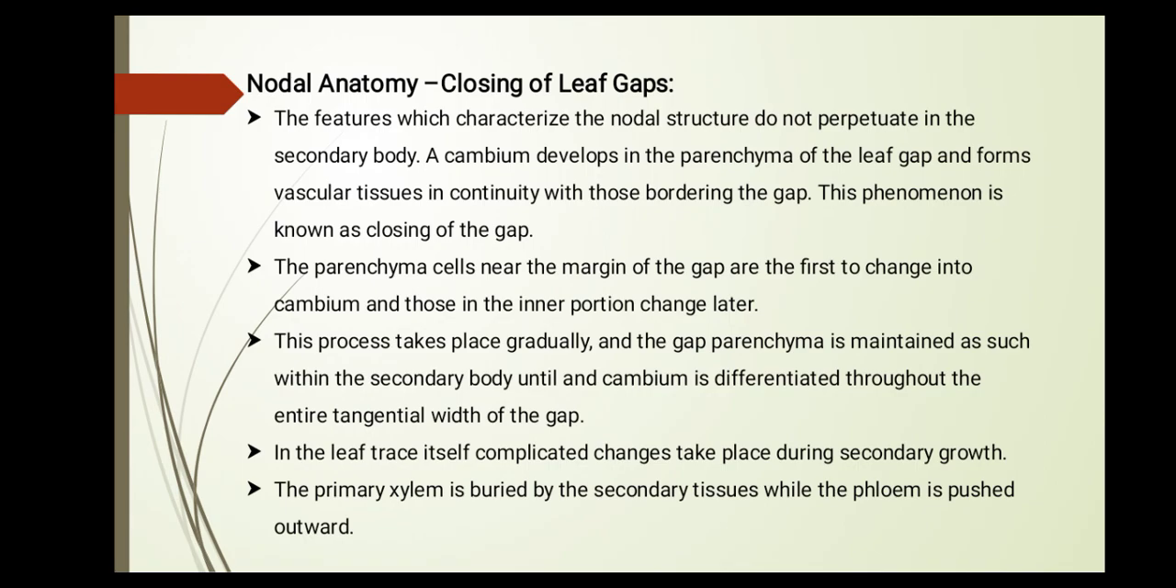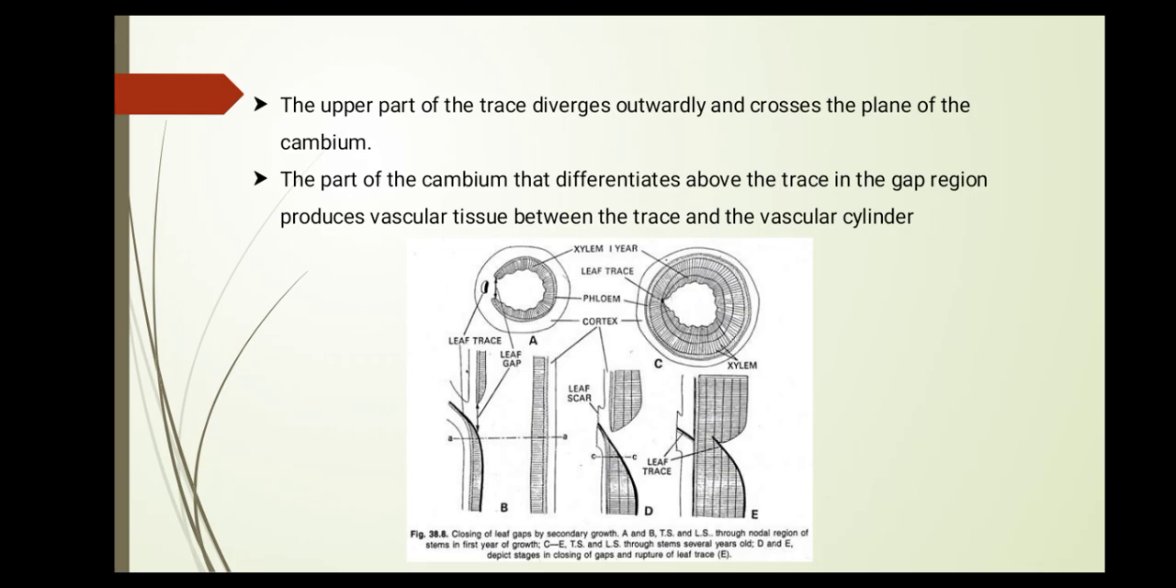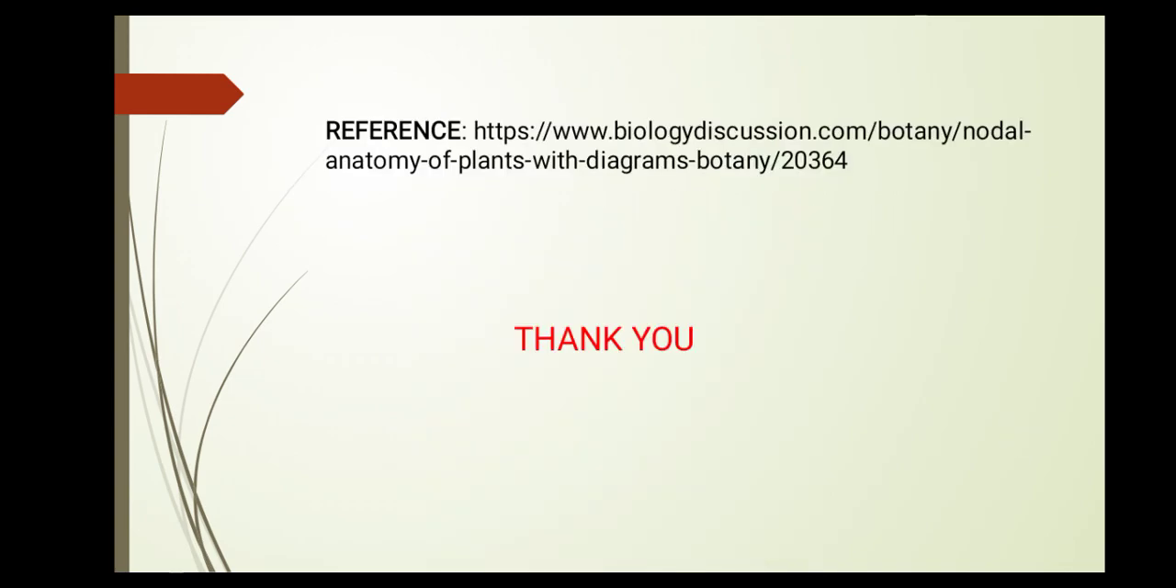Nodal anatomy in the closing of leaf gaps. In the feature of some species, the nodal structure does not penetrate the secondary bud. A cambium develops in the parenchyma of the leaf gap and forms vascular tissue in continuity with those bordering the gaps. This phenomenon is also known as the closing of the leaf gap. And this is the picture showing the closing of a leaf gap, how the nodal anatomy is present in secondary growth. And the reference is given.